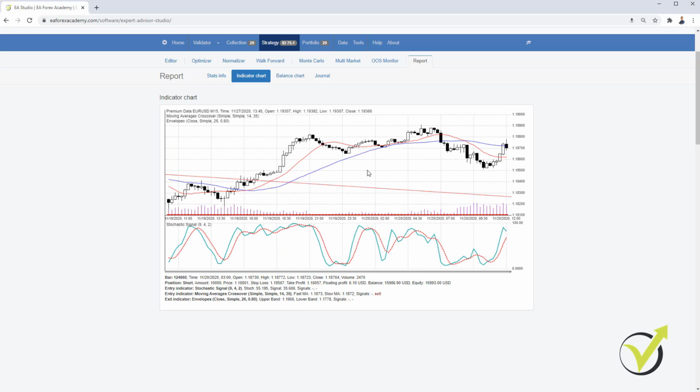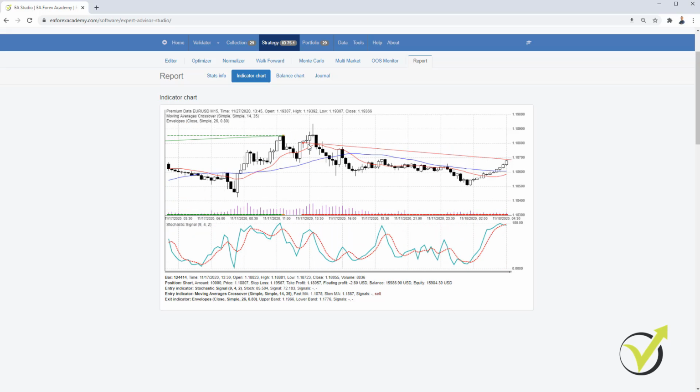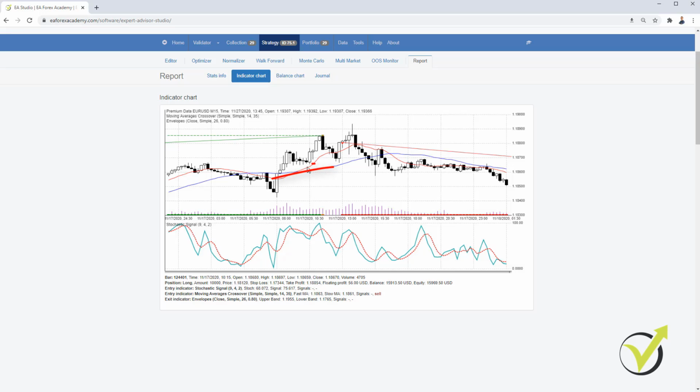Let me look for some other examples. For example, here is a short trade. The fast moving average is already above the slow moving average, which means that we had an up move. And then when the stochastic line crosses the signal line upward, we have the confirmation and we sell.